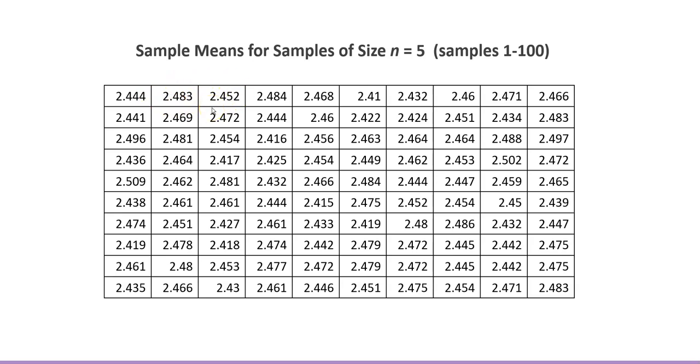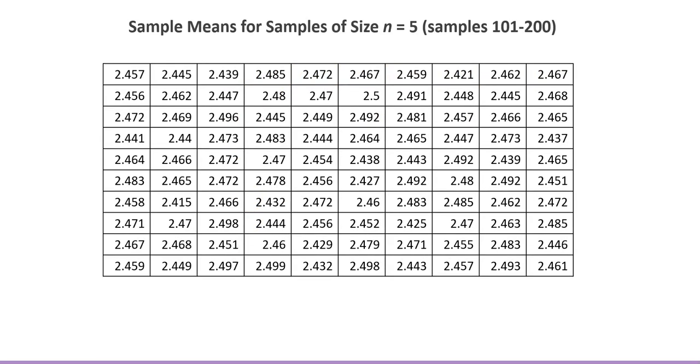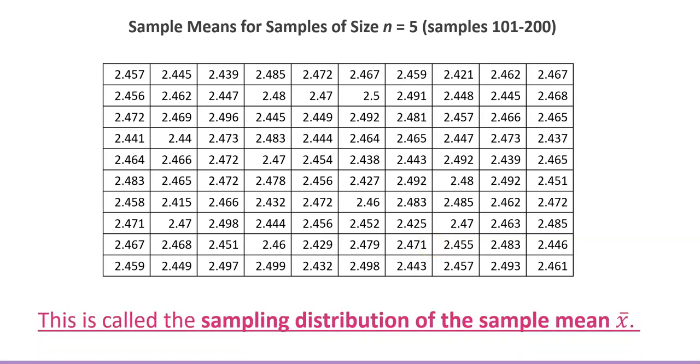Its sample mean will be a different number, and so on and so forth. So as we obtain simple random samples, their mean values are different, and they're all listed here for the first 100. But remember, we talked about 200. Well, I have another table that has 100 more values, and again, these are sample means. This all together creates the sampling distribution of the sample mean, X bar. So we can see how sample means vary from sample to sample, so they create their own distribution.